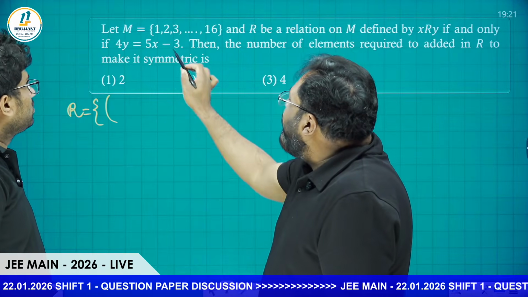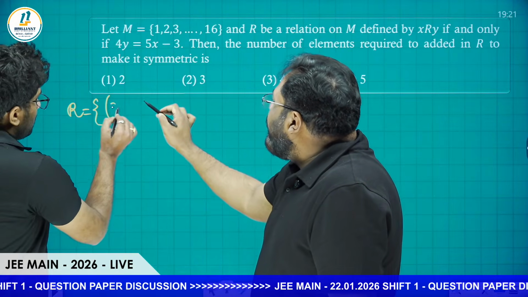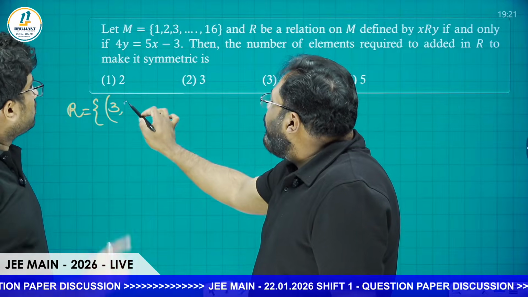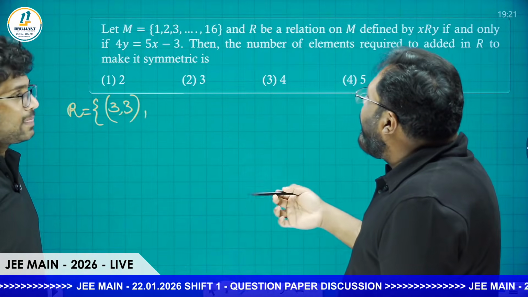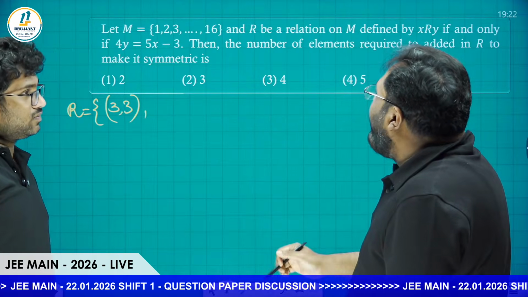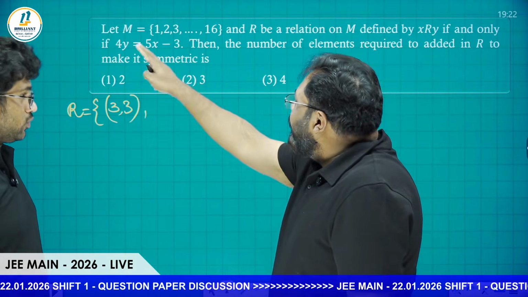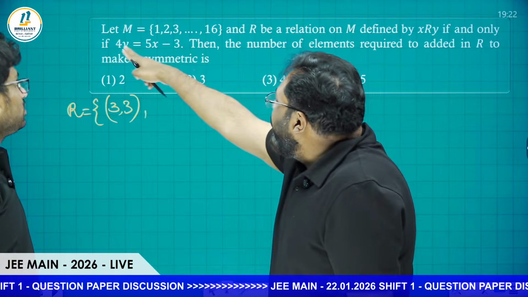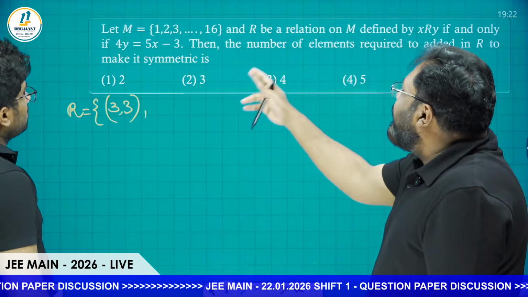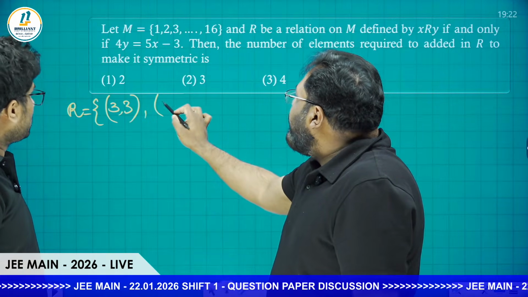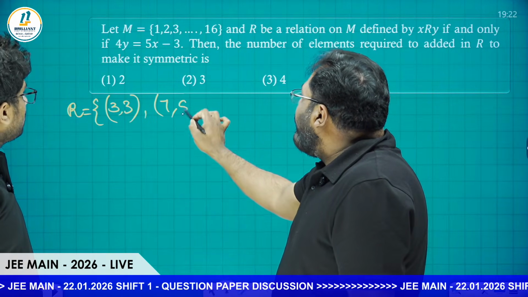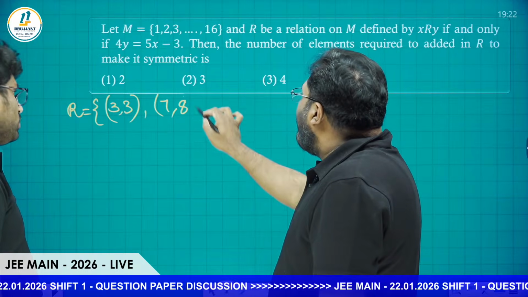The first pair I think is going to be x equals 3, and y equals 3: 15 minus 3 is 12, 12 by 4 is again 3. Next we should be concerned about multiples of 4 only, the difference is 4. Multiples of 4 should come, then dividing by 4 is possible. So the next number would be 7: 7 times 5 is 35, minus 3 is 32, and 32 by 4 is 8.